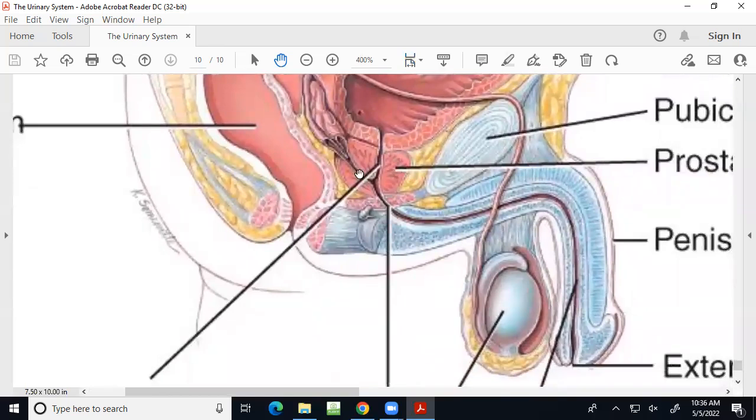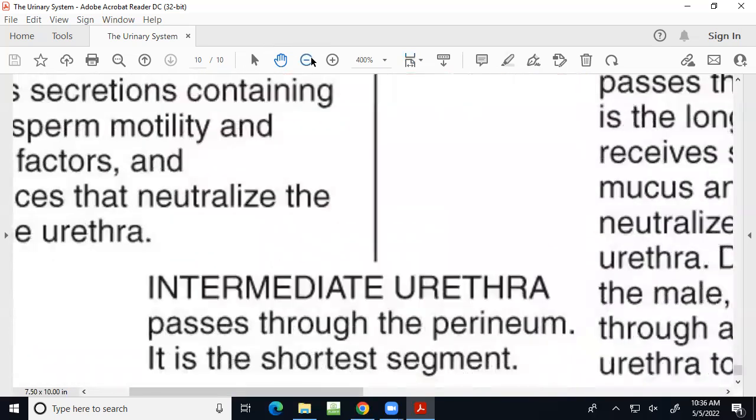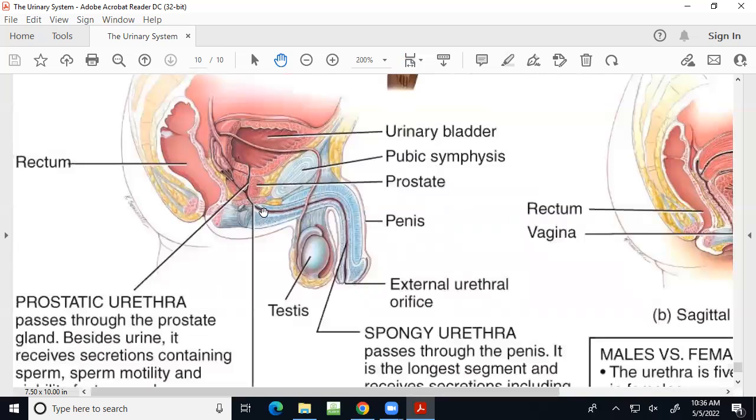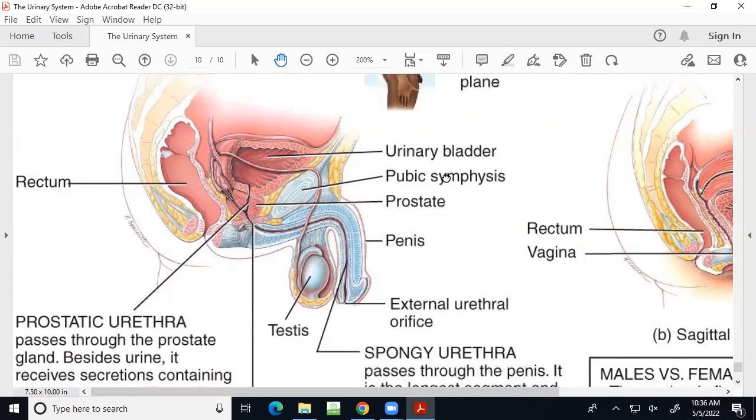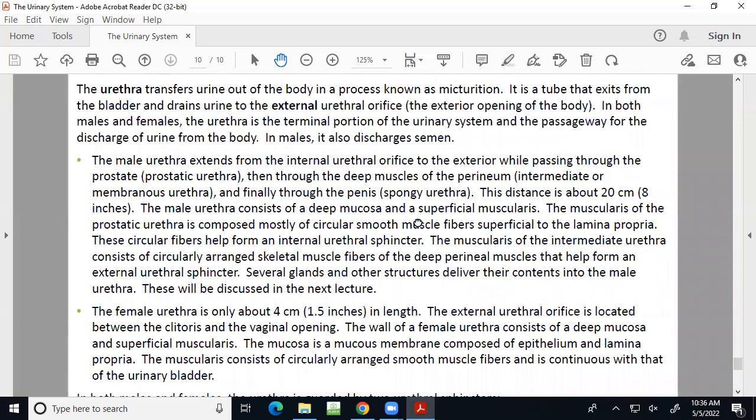And now from there, as the urethra passes through the perineum, the floor of our pelvic cavity, we'll call it at that point the intermediate urethra, or also the membranous urethra. The longest segment of the urethra, though, as it passes through the penis, is called the spongy urethra. It's called spongy because it's passing through the spongy tissue of the penis, which, like I said, we'll talk more about in our next lecture.